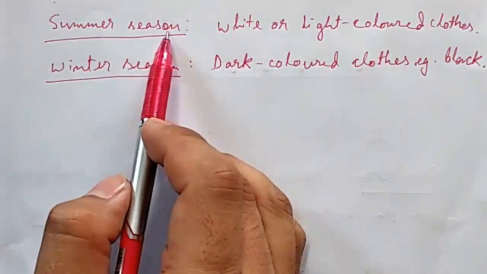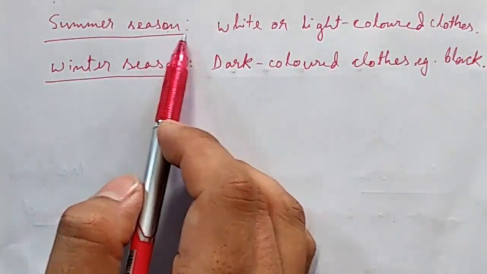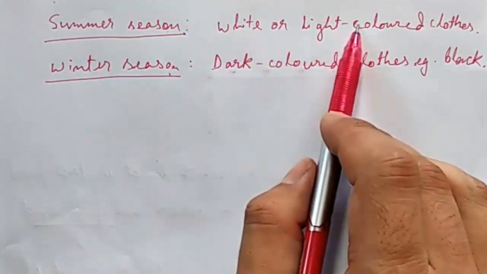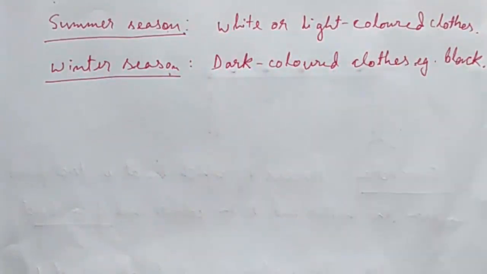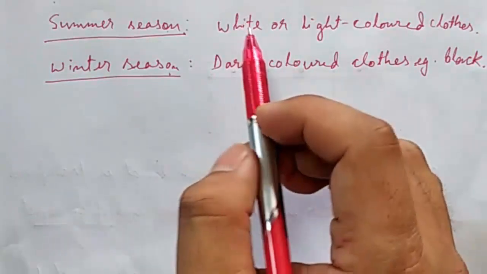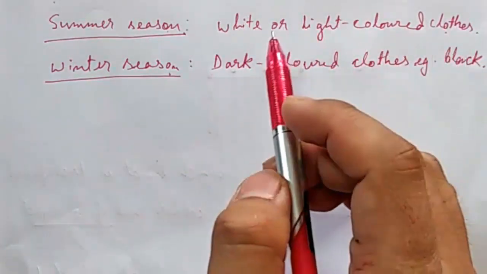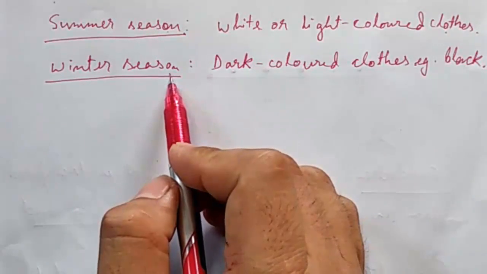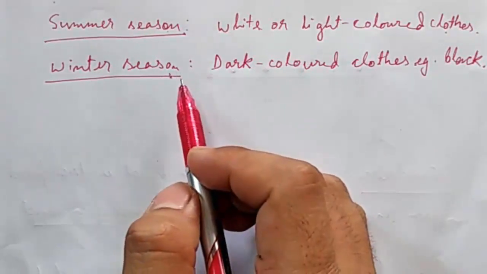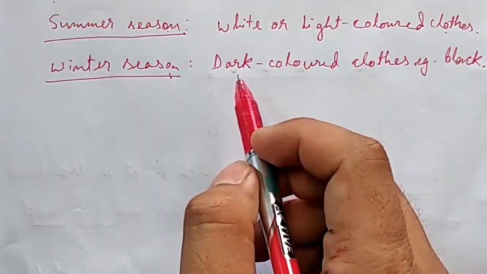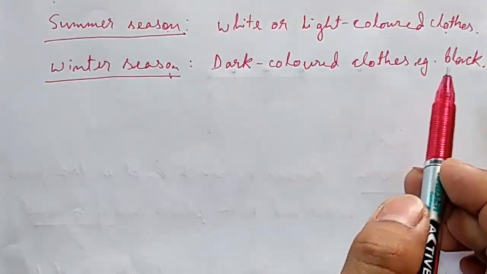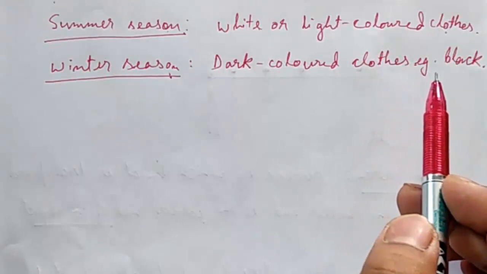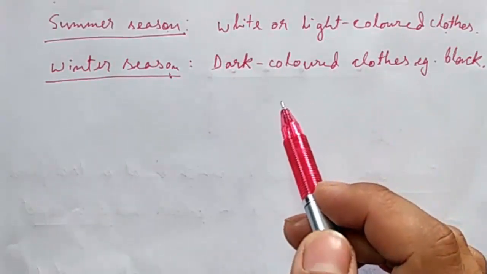So during the summer season, when the temperature is hot, we want to feel cold. When we wear white or light colored clothes, most of the heat reflects back from the white clothes. That's why we are not feeling warmer. But during the winter season, when we are very cold, we want to become warmer. When we wear dark colored clothes like black, most of the heat will be absorbed, trapped by the clothes, so we feel warmer.